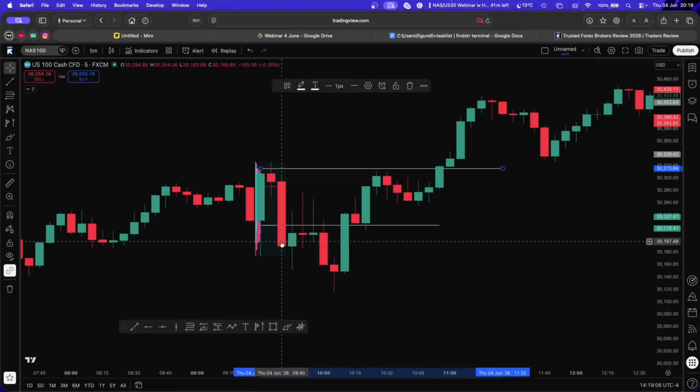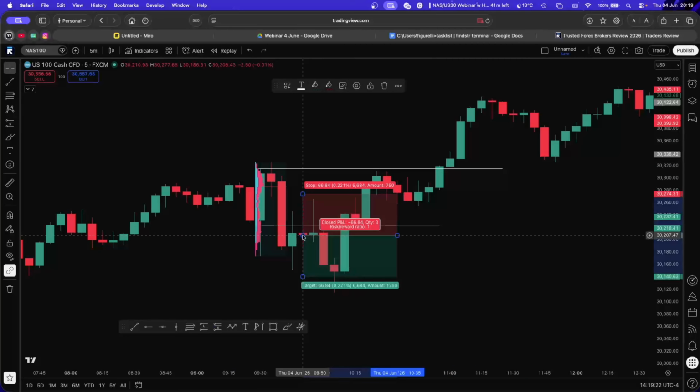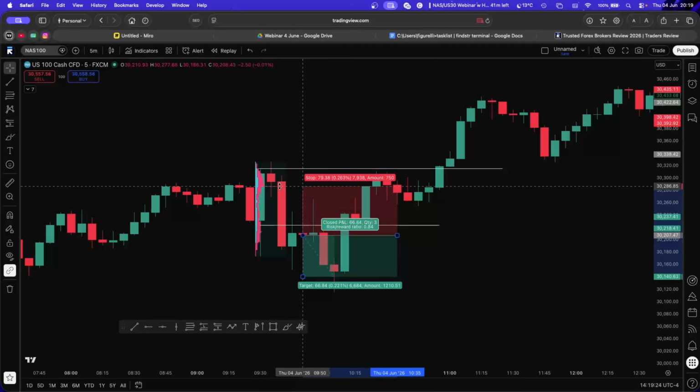So here we can see, if we close below, we want a red candle. If we close above, we want a green candle. So the first one closed below it, it's a green candle. The second one closed below it, it's a red candle. So you will enter your trade right over there. Put your stops above the point of control.